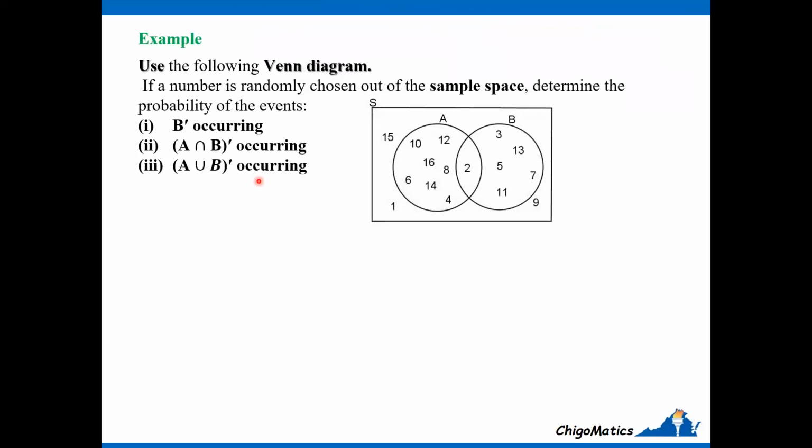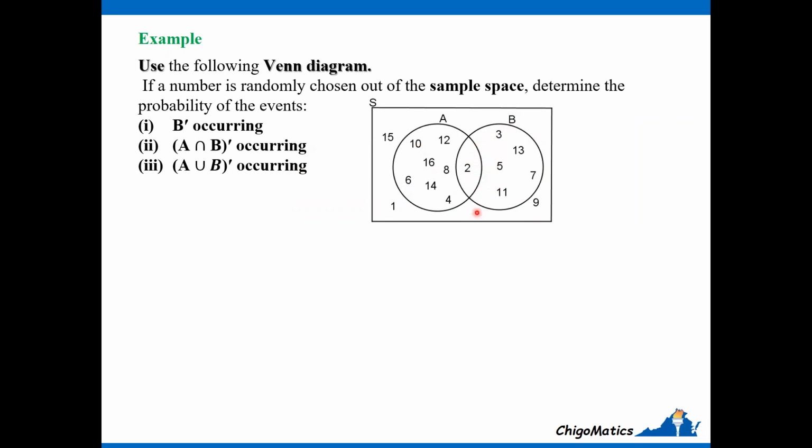Okay, let us look at this example. Use the following Venn diagram. If a number is randomly chosen out of the sample space, determine the probability of the event B complement occurring. B complement means what is not in B. Check, B is this whole set. What is not in B is 9, 12, 8, 4, 14, 16, 10, 6, 15, and 1. They are not in B.